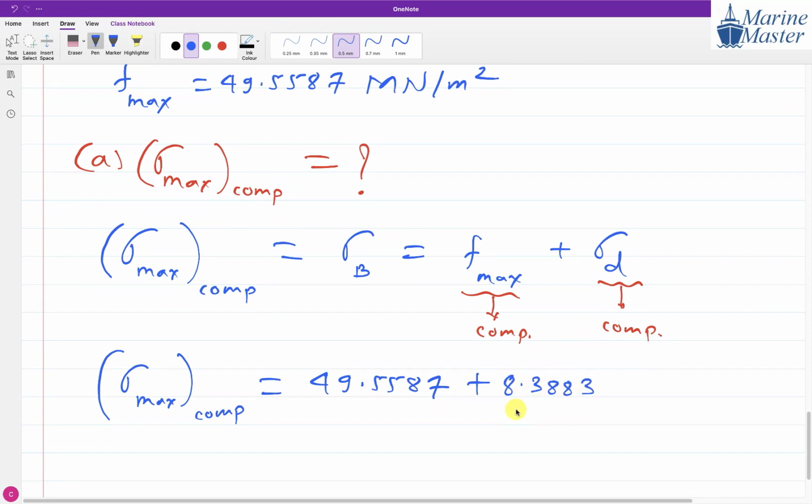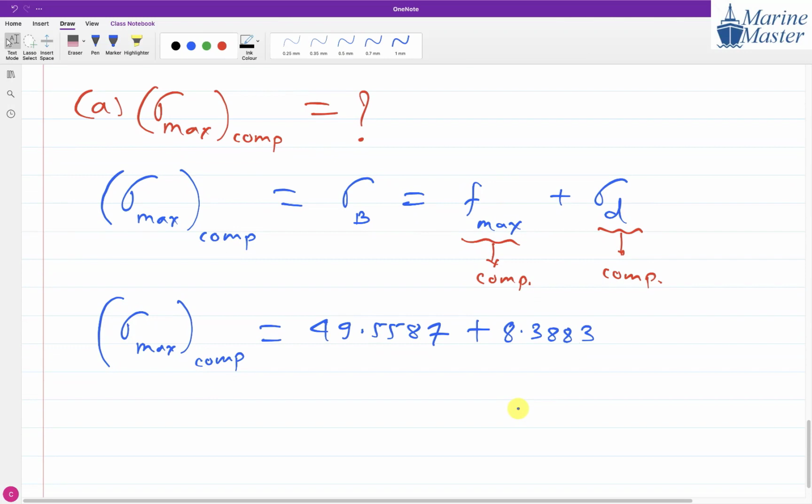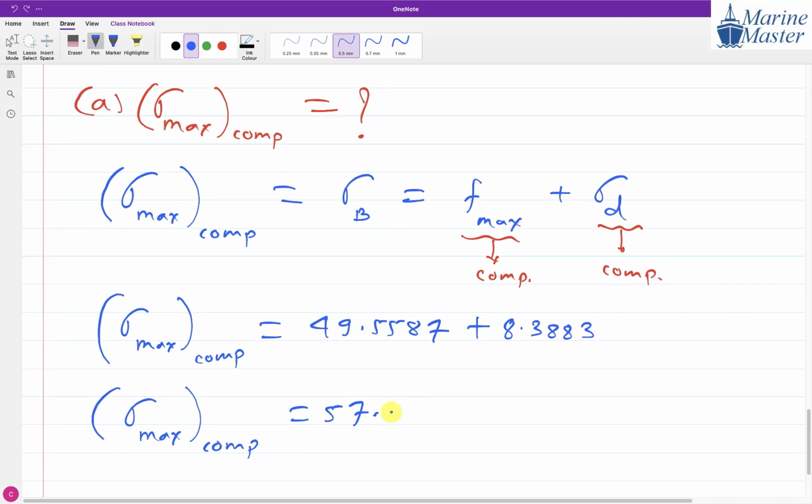8.3883, right? So sigma max compressive will become what? 57.947 meganewton per meter square.